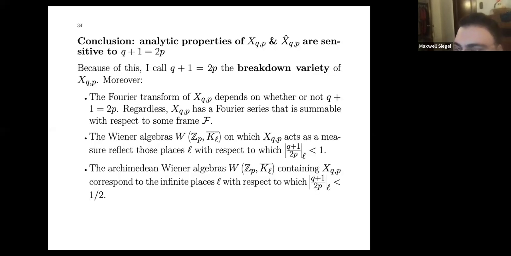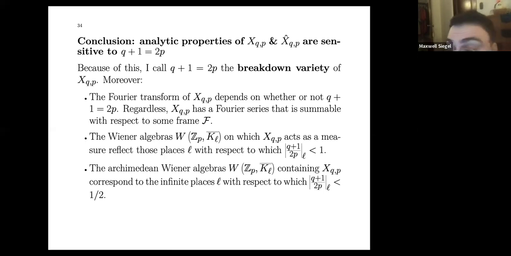So the conclusion is that the analytic properties of x_{q,p} and its Fourier transform are sensitive to the equation q plus 1 equals 2p. As this is an algebraic variety in two variables, I call this equation the breakdown variety of x_{q,p}. The most obvious way this sensitivity manifests is in the fact that we get two different formulas for x_{q,p} hat depending on whether or not q and p lie in the breakdown variety.